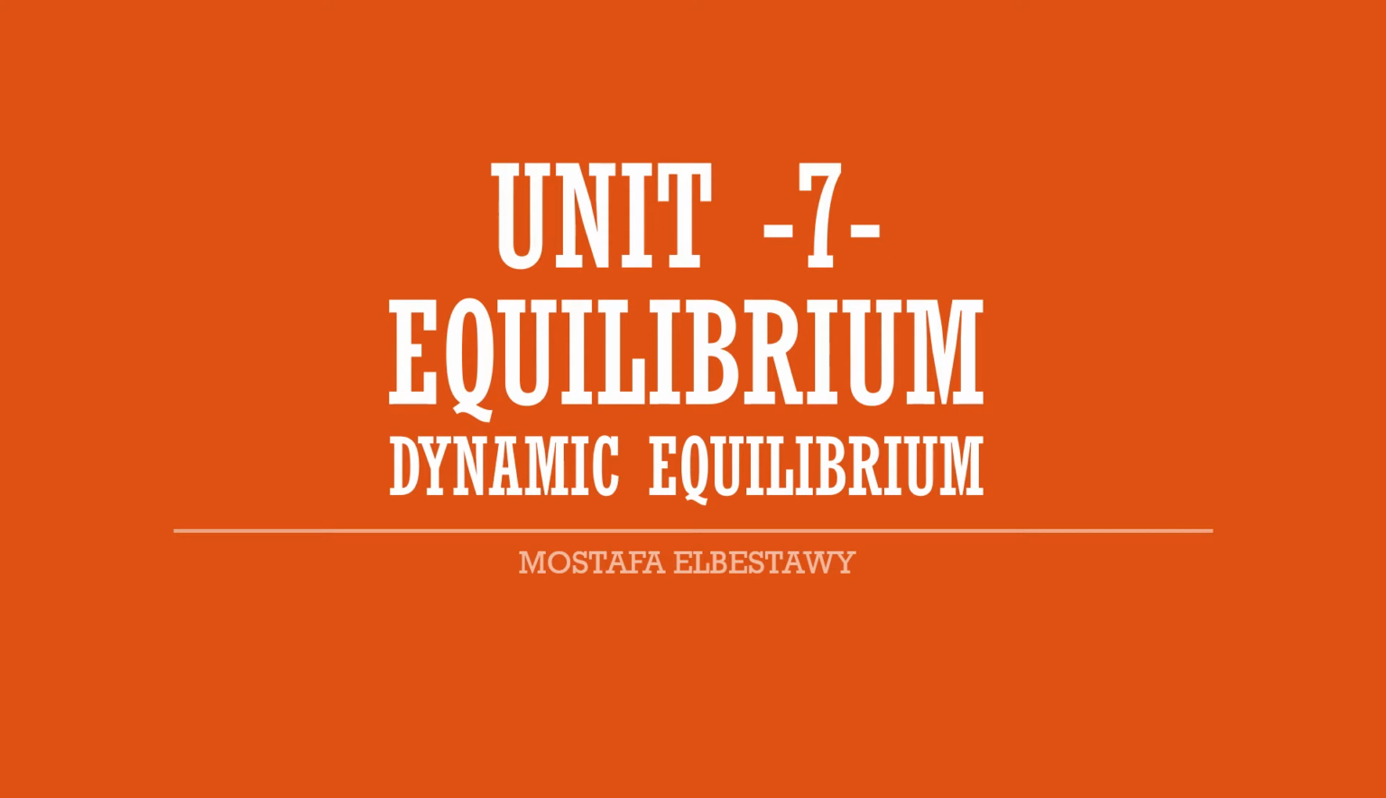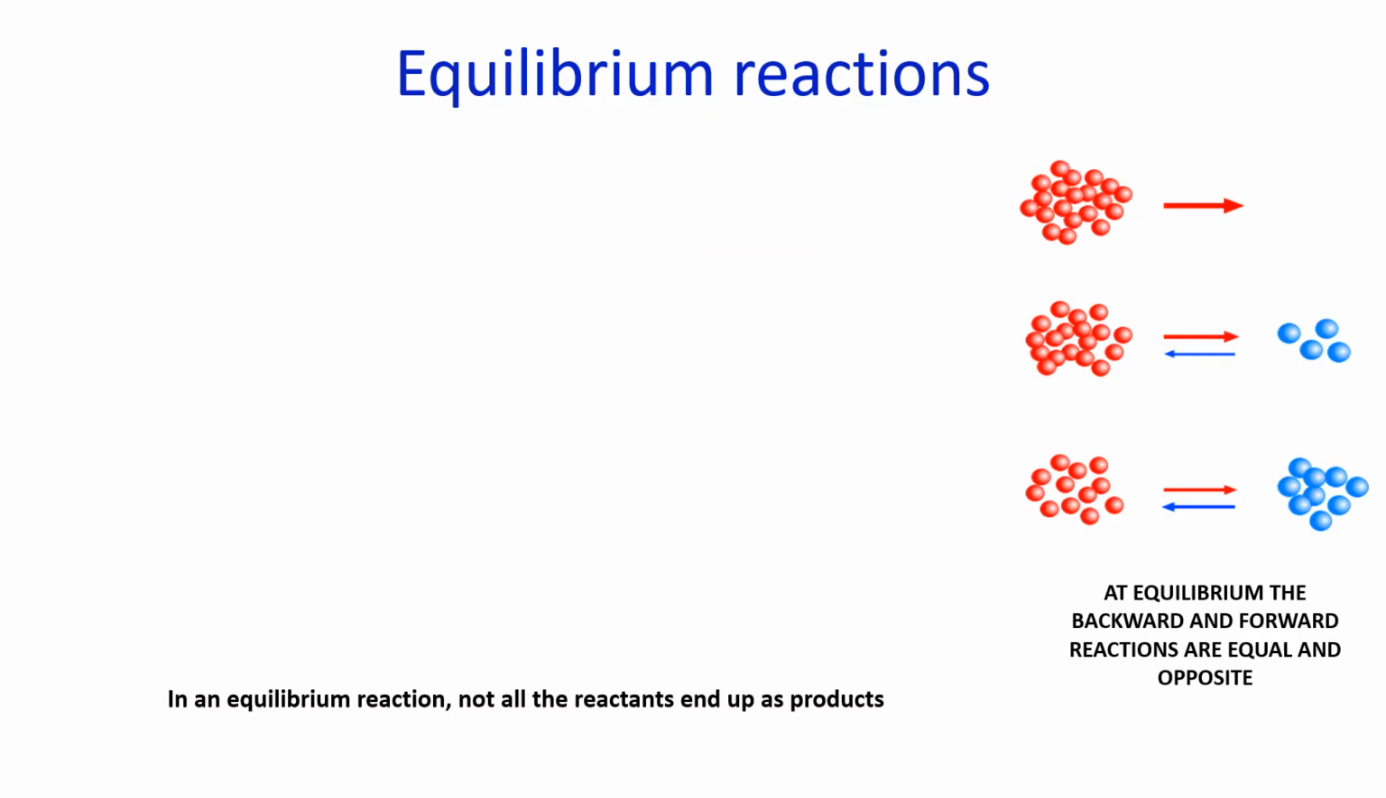We'll speak in this video about dynamic equilibrium. Let's get started. In the previous lesson, I differentiated between reversible and irreversible reactions. In this lesson, we'll speak about equilibrium reactions, which are all reversible reactions. So the first condition for a reaction to be at equilibrium is that it has to be a reversible reaction. Let's speak about one of the examples of an equilibrium reaction.